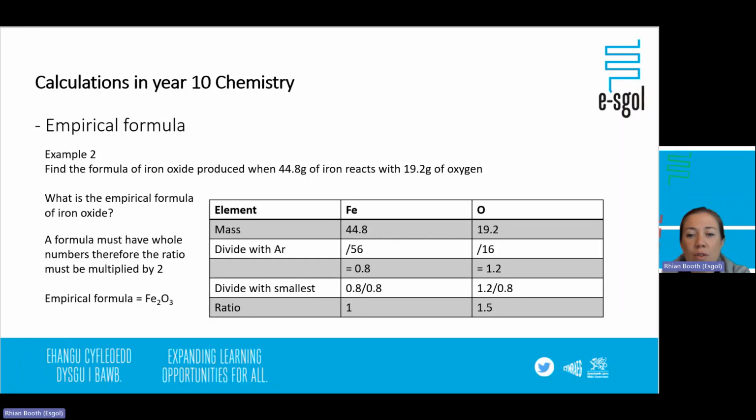So what we need to do is get those two numbers, 1 and 1.5, well, the 1.5 at least, to a whole number. So what we can do in this instance is multiply both of them by 2. So 1 times 2 gives you 2, and 1.5 times 2 gives you 3. So you have 2 whole numbers, okay, which gives you an empirical formula of Fe2O3. Okay, so that final step there, sometimes you will have to do that. Just ensure you have the smallest whole numbers in those ratios.